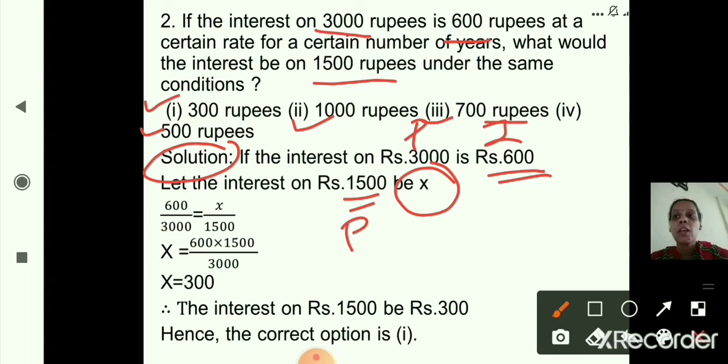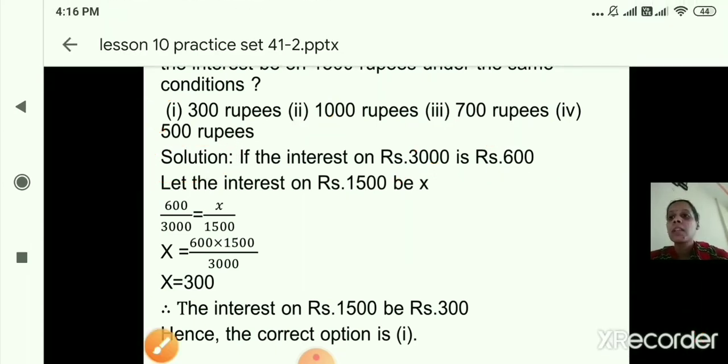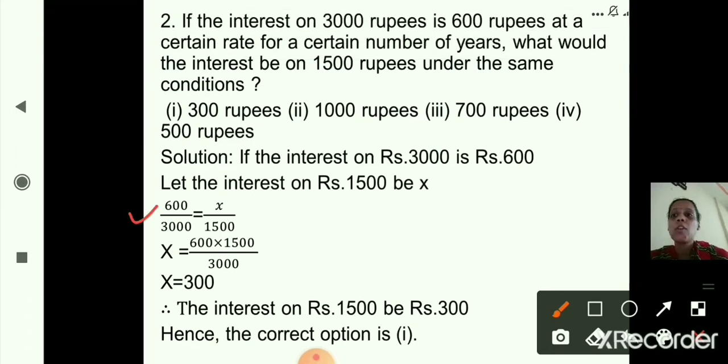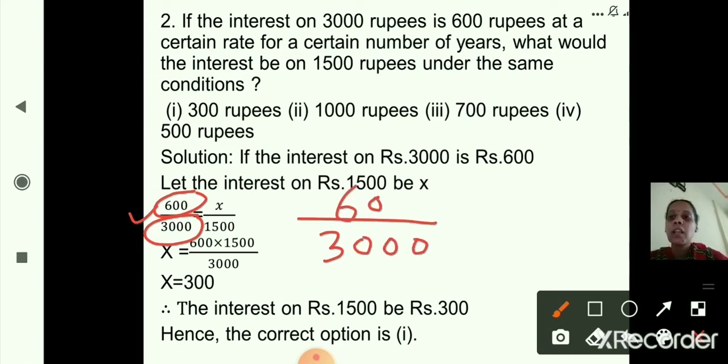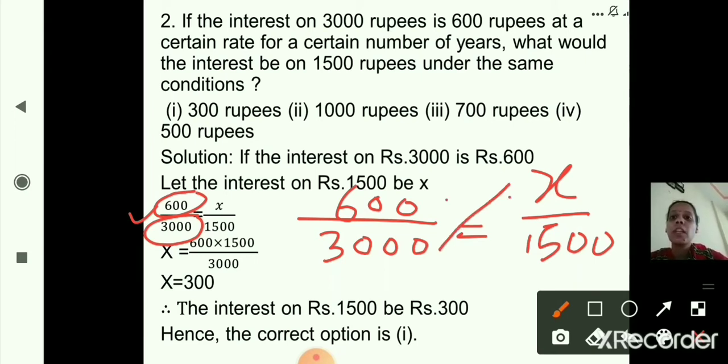Okay. Now see here, this is the ratio of interest upon principal. If the principal is 3000 rupees, then the interest is 600, correct? Then if the principal is 1500, we have to find out the interest, so we will consider it as X. Now do the cross multiplication. X multiplied by 3000 and 1500 multiplied by 600. So what is X? Now we'll find out X.